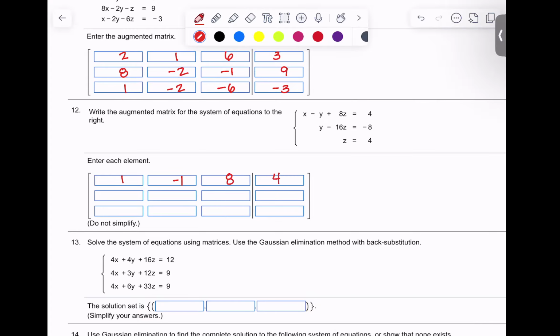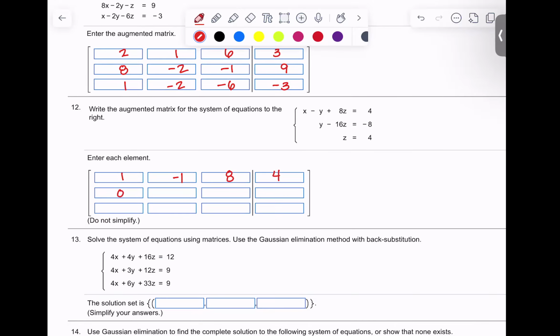The second row, the coefficient on the x is 0 because there is no x. So 0, 1, -16, and -8. And then the third row is going to be 0, 0 because there's no x there. There's no y there. Z is 1 and 4. So I'm going to check that real quick. 1, 0, 0, check. -1, 1, 0, check. 8, -16, 1, okay. 4, -8, 4. So I am good to go.